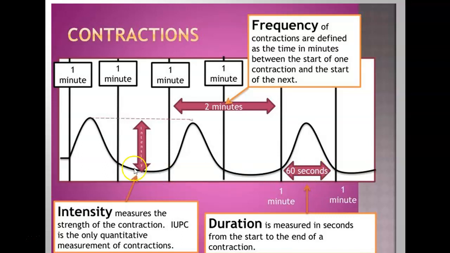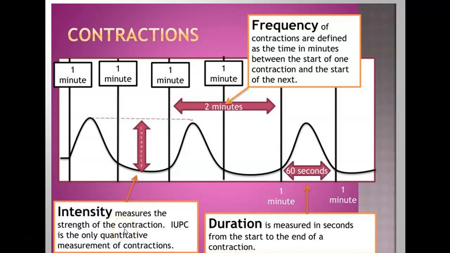Now the duration would be the length of how long it lasts, so from the start of the contraction to the end of the contraction. It's not on this paper here, but on normal fetal heart rate paper, there's 10-second blocks, and we would count the duration. So in this case, this duration would last 60 seconds. And the intensity would be how strong this contraction is.